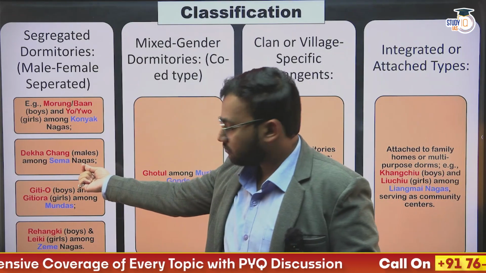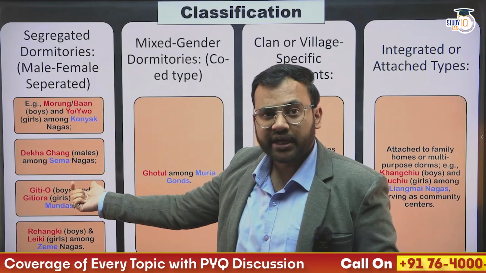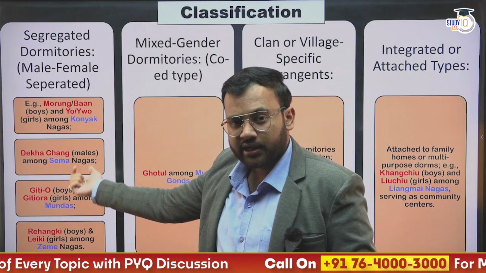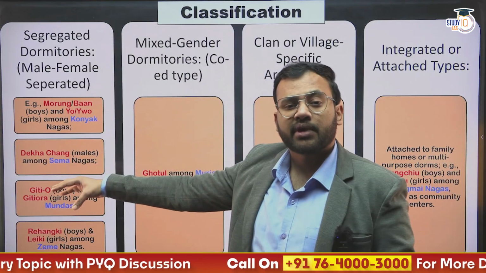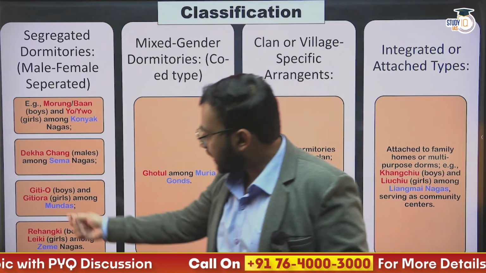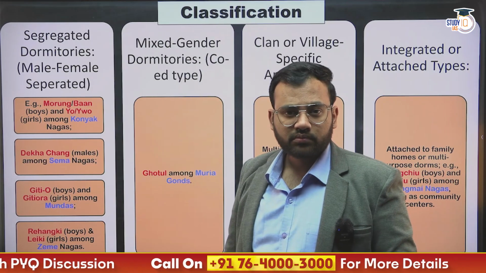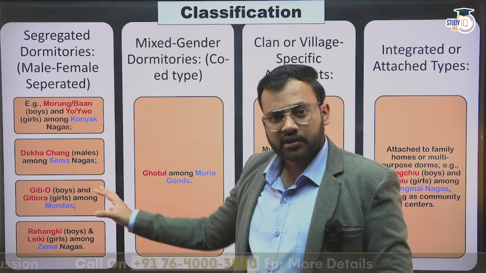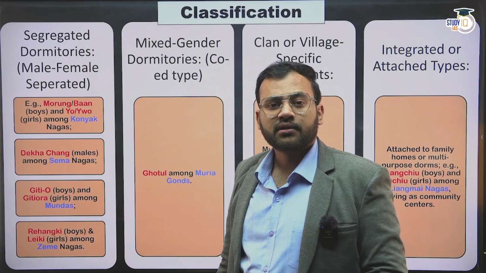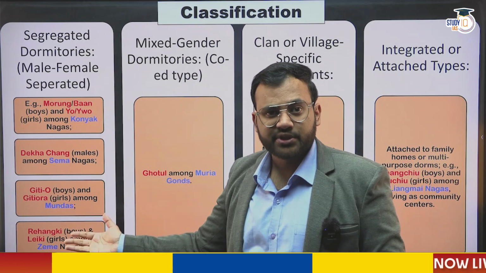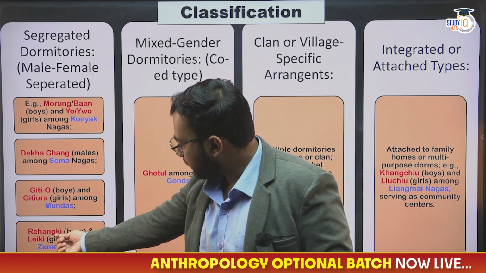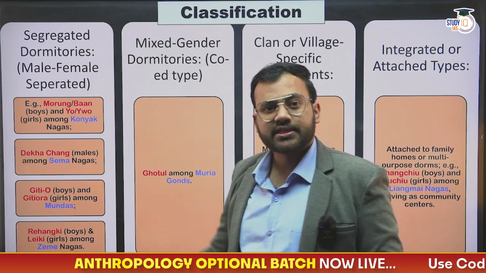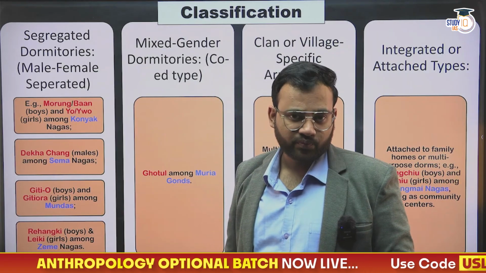Secondly, the Deka Chang, a dormitory for the males, and similarly its female counterpart, is seen amongst the Sema Nagas or the Sumi Nagas. Next is the Gitio for the boys and Gitiora for the girls. This is also a youth dormitory seen among the Mundas. This also shows you segregation. Similarly, Ryanki among the boys and Leki among the girls is seen among the Zemi Nagas.